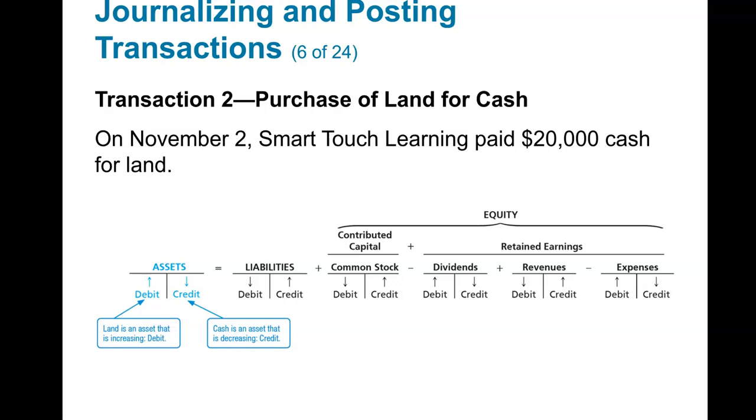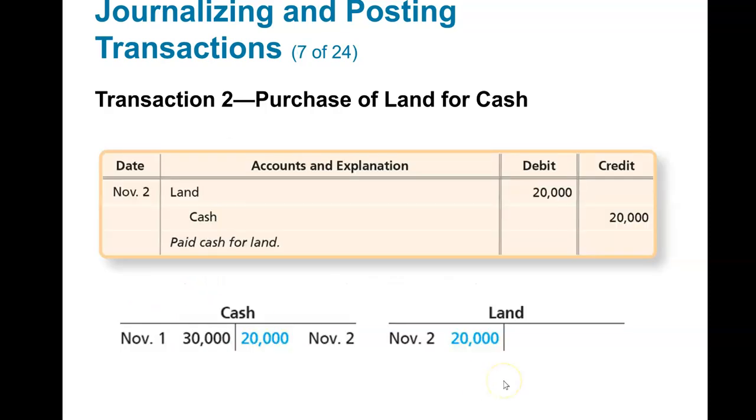Both of those accounts are assets. So to record an increase in an asset, I will debit it. That is the land. And to record a decrease in the asset, I will credit it. So what's the journal entry?